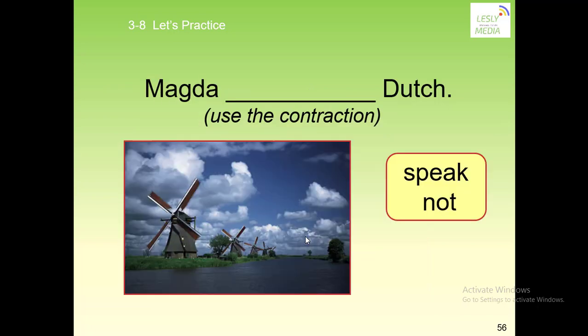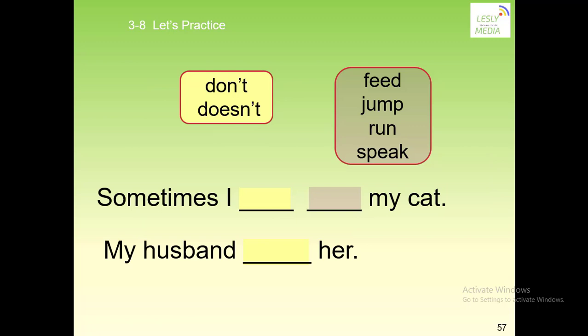Okay, good. Next. Magda blah blah blah Dutch. Magda doesn't speak Dutch. Oke, kenapa doesn't? Karena kita lihat yang di kotak ini not. It means that it is talking about a negative sentence. And if you are talking about a negative sentence, you have to use the helping verb. And the helping verb here is does because the subject here is Magda and the pronoun of Magda is she. Okay, next. Can you answer this one?